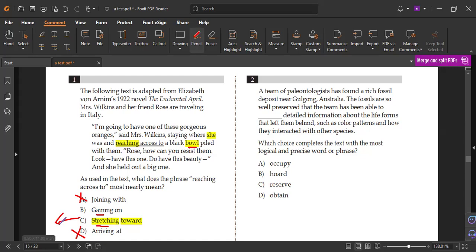Let's find any evidence to help us. He said, Rose, how can you resist them? Look, to have this beauty. And she held out a big one. But she was trying to get something. And he tells her, I'm going to have one of these. But she was going to get the bowl. Do you see? So she stretches her body to touch it and get something. Now let's try number two.